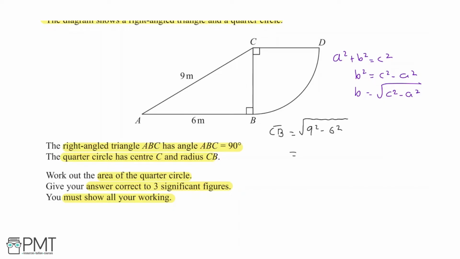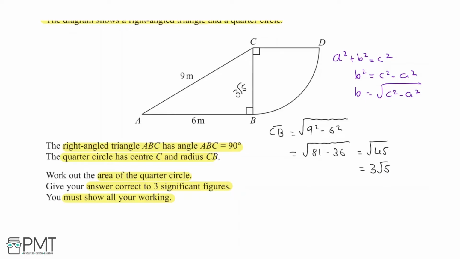So this will equal the square root of 9 squared, which is 81, minus 6 squared. 6 squared is 36. This equals the square root of 45, and this in surd form simplifies to 3 root 5. So this here is 3 root 5.